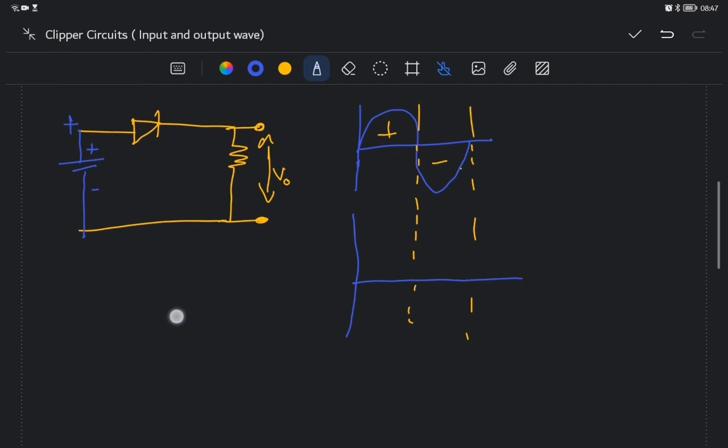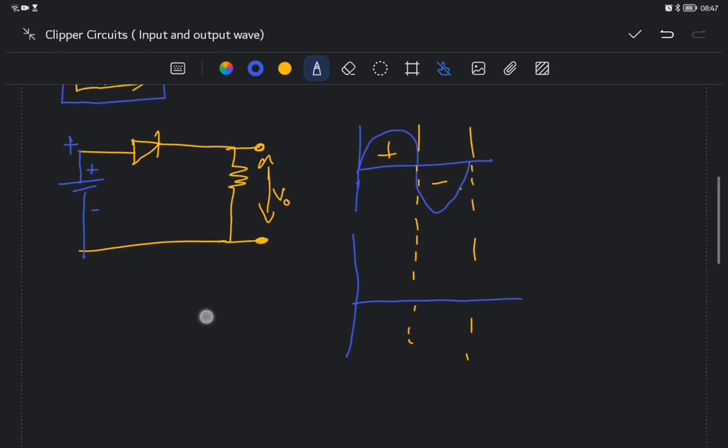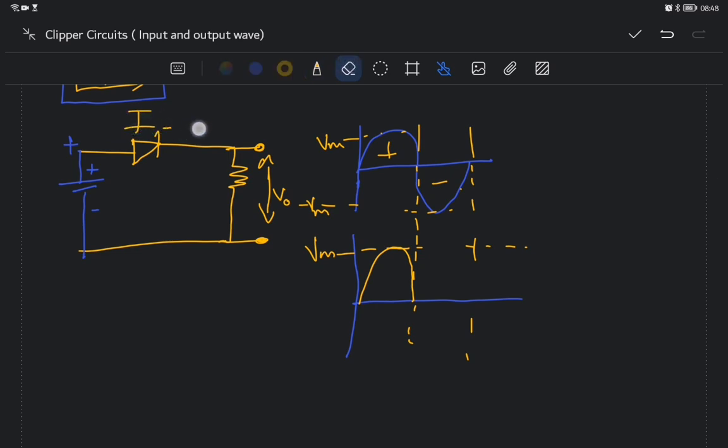Will the voltage push the current in this direction? Yes, it will. So the input wave will appear on the output section. So you can just draw it the way it was. If this was V max and this was negative V max, then even on the output section, V max will be read, right? So current will flow for the positive cycle. But since we've analyzed the positive cycle, let's check the negative cycle and see what is going to happen, right?